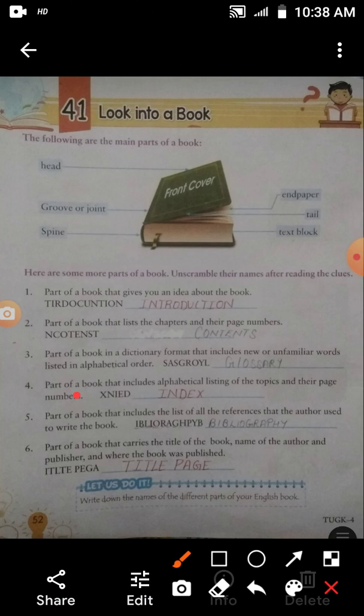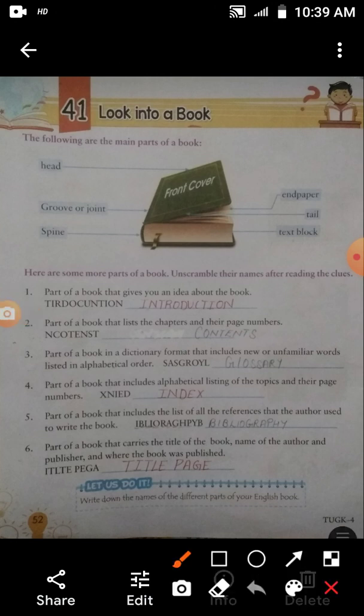Okay, now look at the third question. Part of a book in a dictionary format that includes new or unfamiliar words listed in alphabetical order. As I told, the last part of the book is called glossary. It is like a dictionary. When you open the dictionary, all the words are arranged in alphabetical order, and we can find the words and their meanings. It is the same. So here the answer is glossary. Spelling is GLOSSARY, glossary.